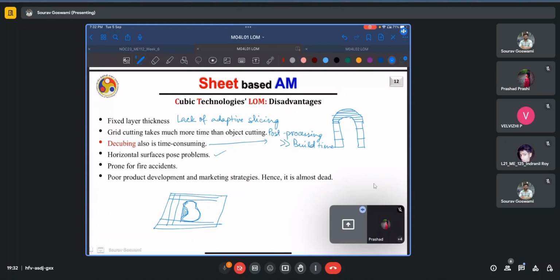The horizontal surfaces, as we discussed, pose problems. It is also prone to fire accidents because the feedstock is paper. Even some other processes, such as powder-based additive manufacturing, are also susceptible, and especially powder can explode. So this is not a unique drawback. And for this specific technology, the product development has not been so active, as well as the marketing strategies are poor. Hence, it is almost obsolete.